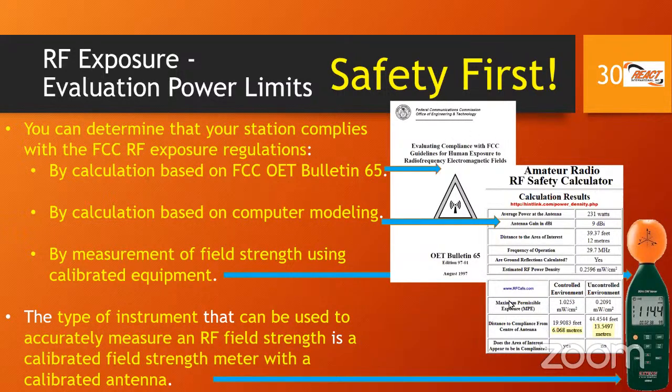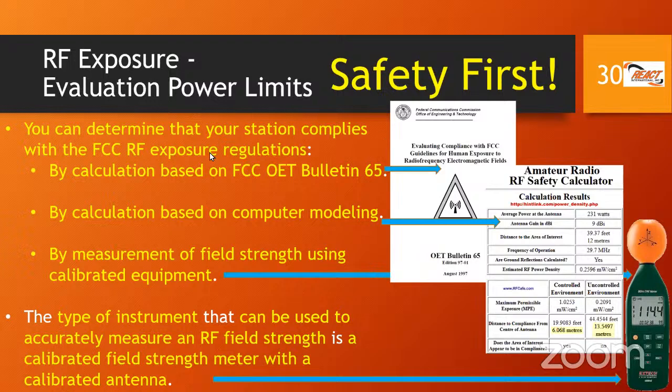Another way is that you can use software. You can either download software to use, or you can go and use a website that will allow you to conduct that evaluation via computer modeling. So for example here, this is a calculation that's done on a website, and the website is actually on the slide here, so you can take a look at it. This allows you to do calculation using computer modeling. Also, you can invest in an instrument called a field strength meter, such as this one here. On your field strength meter, this little bulb here is the antenna, and you have the instrument that will do the measurement and display what the exposure is.